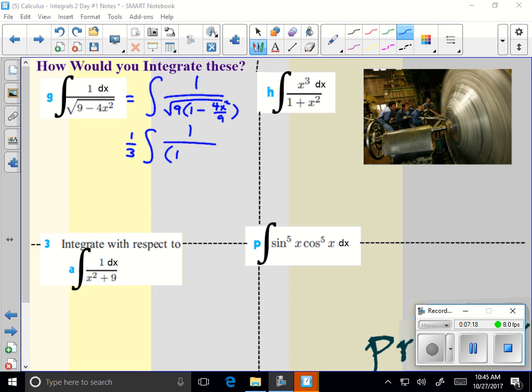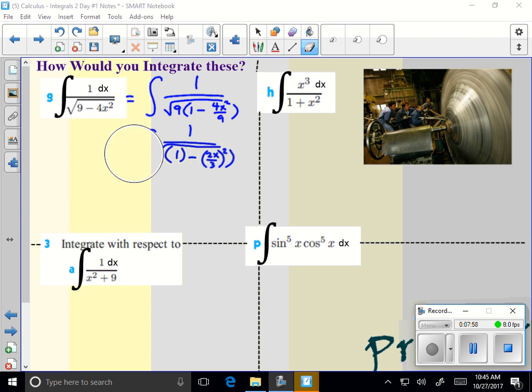1 over the square root of 1 minus, now let's split this thing up a little bit. Could I do this? You okay with that? So a in this case equals what? Well, maybe let me do it a different way for you. You might see it quicker this way.